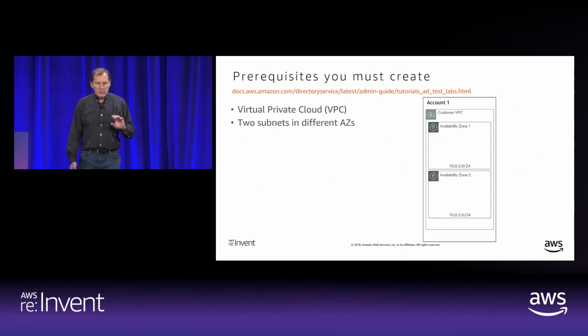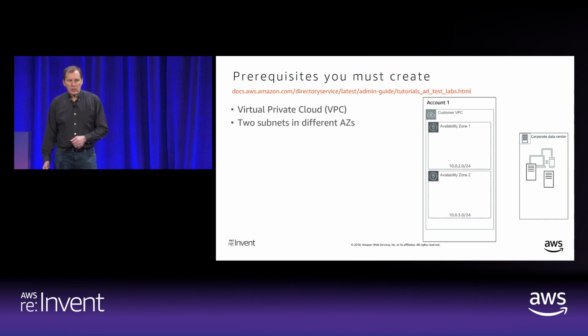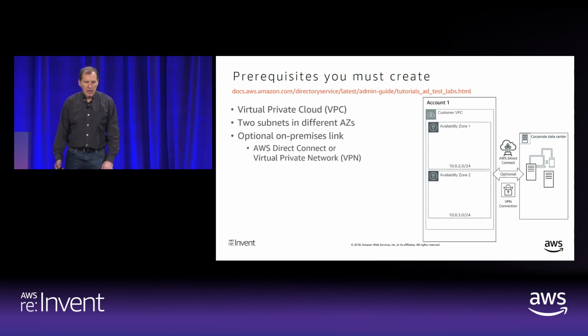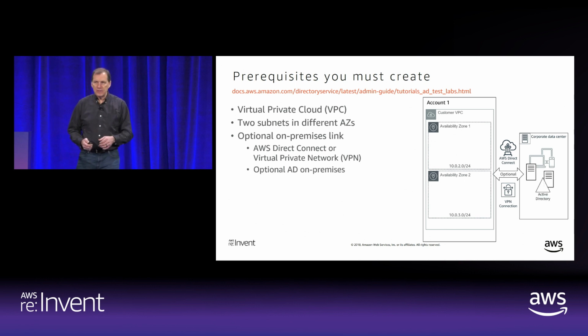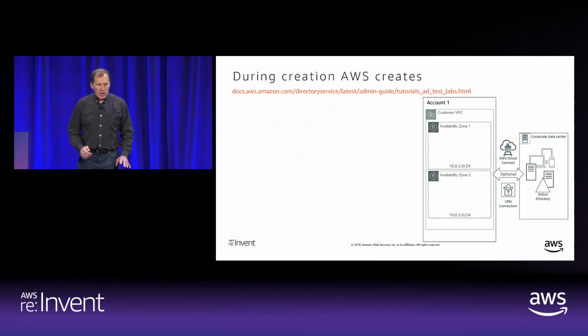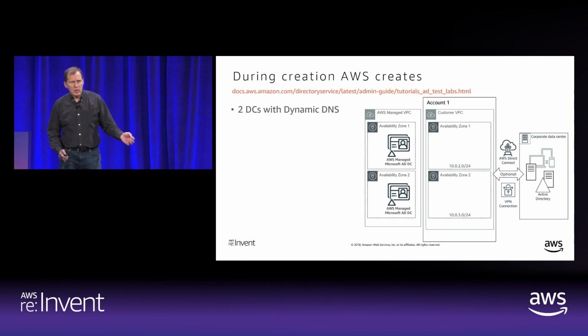These are different subnets where you're going to have EC2 instances or something else that's running in the cloud. With that in place, you may have your corporate data center with computers and services running there. You might also have Active Directory running there. And you can optionally create a VPN connection or a Direct Connect link to connect your corporate data center into your VPC. And again, you may have Active Directory on premises that you want to have as part of the solution.